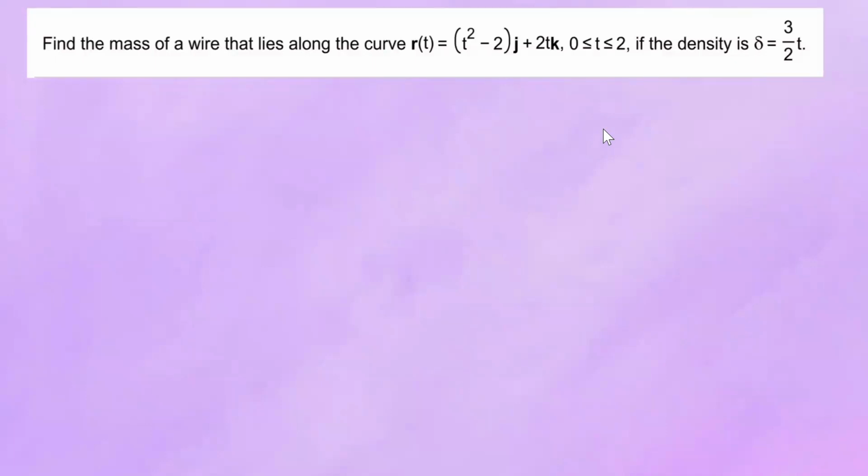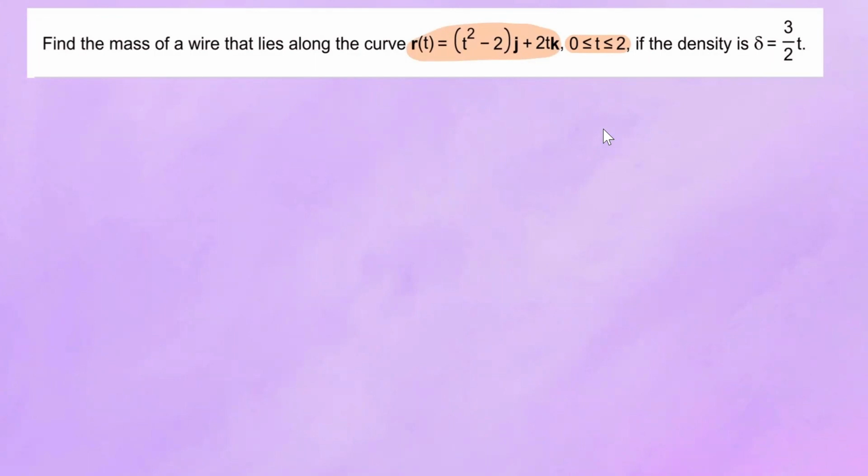All right, so now we're going to look at one application of line integrals. For this particular example, we want to find the mass of a wire that lies along this curve r of t that is described as a space curve. As you can see, there's no i component, there's a j and a k component, from t equals 0 to 2, if the density function is given to be delta equal to 3 over 2t.